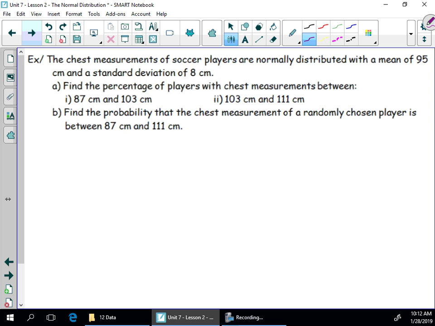How do we make this work? Well, let's look at an example. So the chest measurements of soccer players are normally distributed with a mean of 95 centimeters and a standard deviation of 8. My suggestion when we examine one of these problems is to draw a picture.